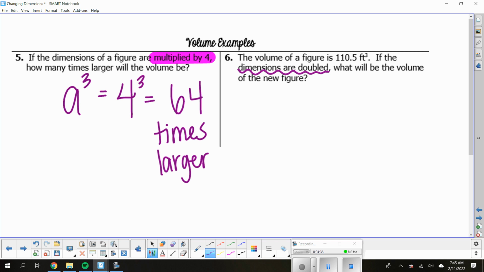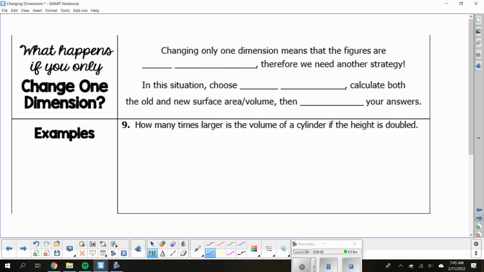Okay, let's turn to page 13. Changing only one dimension means that the figures are not going to be similar. So up to this point, when figures have been similar, they have changed both dimensions without necessarily being equal. Therefore, we need another strategy. In this situation, we choose test values.